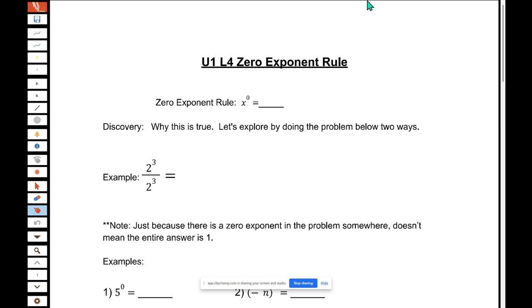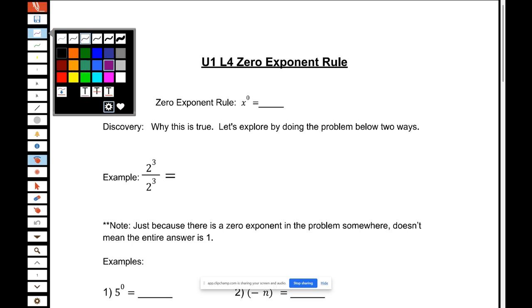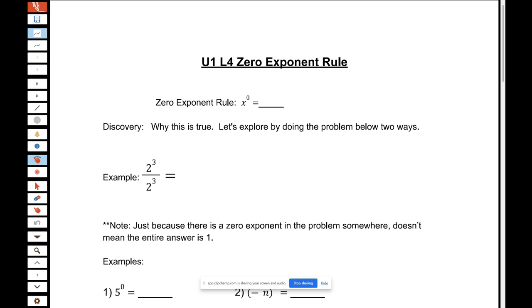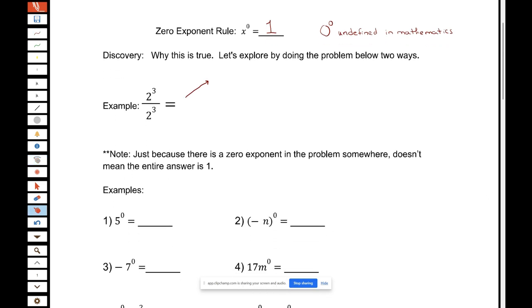In class, we started by students typing numbers into the calculator and raising them to a power of zero, and they quickly discovered they got the answer of 1 every time, except for if you do 0 to the 0. That is undefined in mathematics, and we'll explain why in a minute. Let's do a little example to understand why something raised to a 0 power is equal to 1.